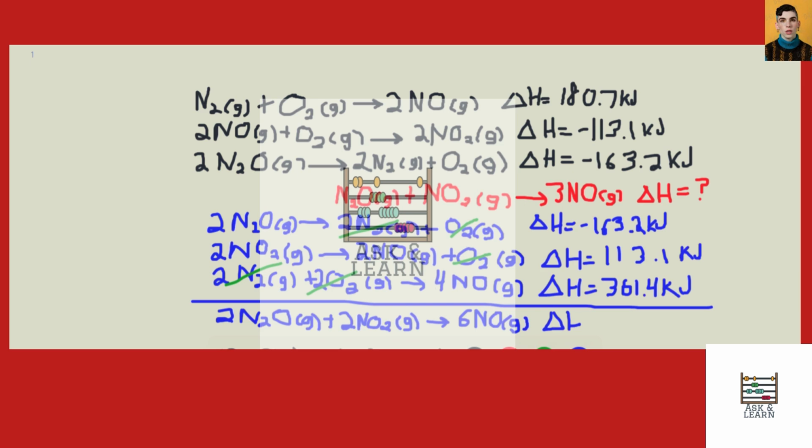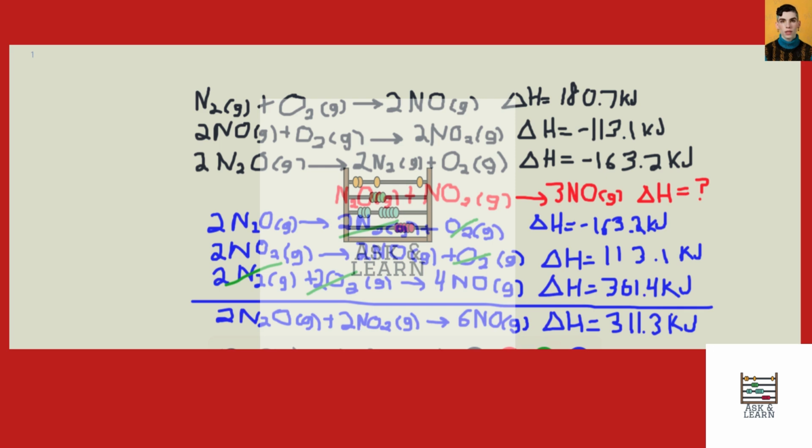So delta H is going to be the sum of these numbers: minus 163.2 plus 113.1 plus 361.4. So 311.3 kilojoules. Now, you'll notice that there's something wrong with this. We have 2 N2O plus 2 NO2 yields 6 NO. You notice that's not what we have here.